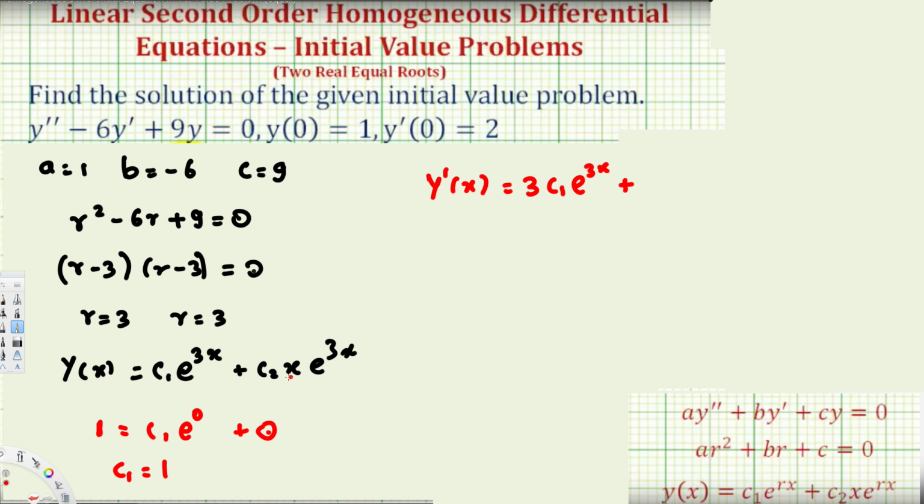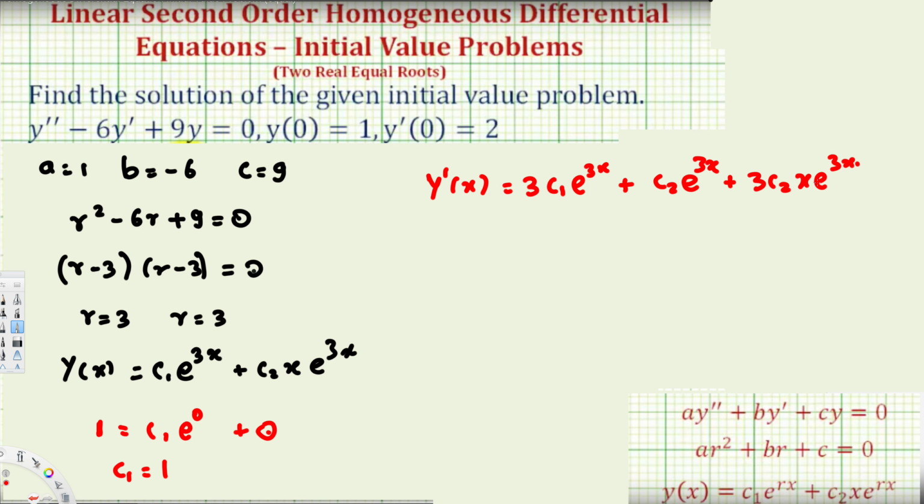Now let's take the derivative of x. If you take the derivative of x and leave the other one as it is, this is going to be c2 e^(3x). And then we take the derivative of e^(3x) and leave x as it is, you will get 3c2 x e^(3x). So this is going to be the derivative of this general solution.